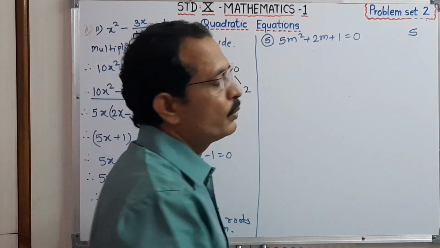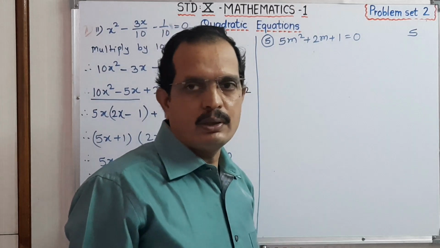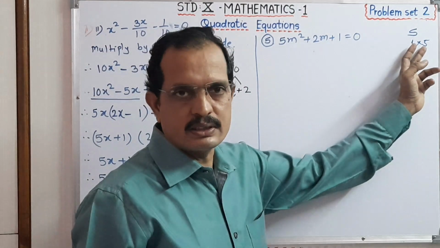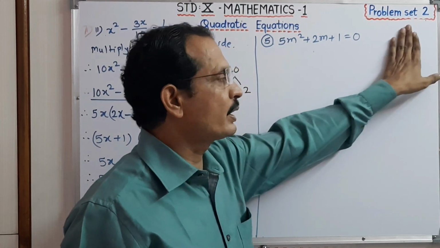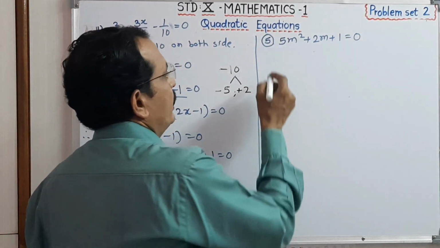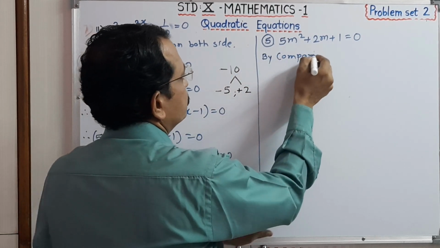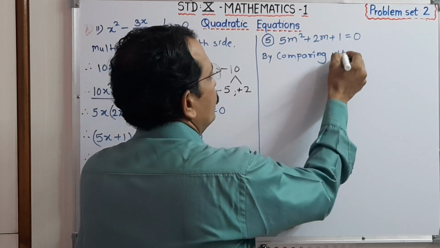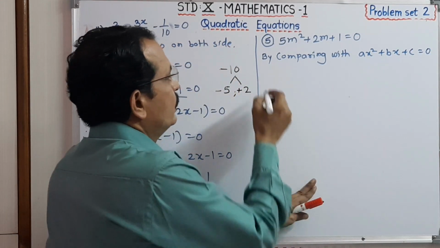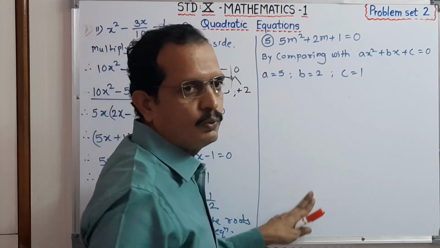Now we have to factorize this 5, whose addition should be 2. 5 is a prime number and the factors are 1 and 5. Now if we make the addition of this, it will be 6. Therefore we can't solve this by the factorization method. For that purpose we have to use the formula method. And for that purpose we have to write here by comparing with ax square plus bx plus c equal to 0. Now a is equal to 5, b is equal to 2 and c is equal to 1.